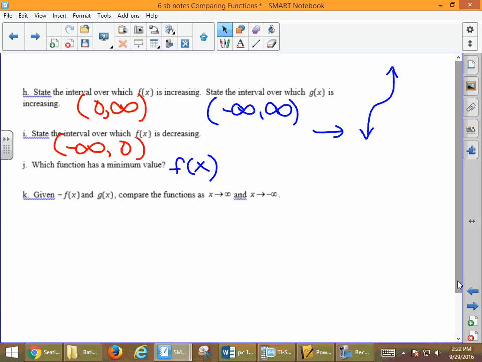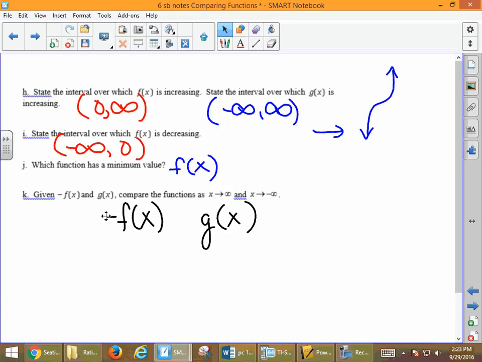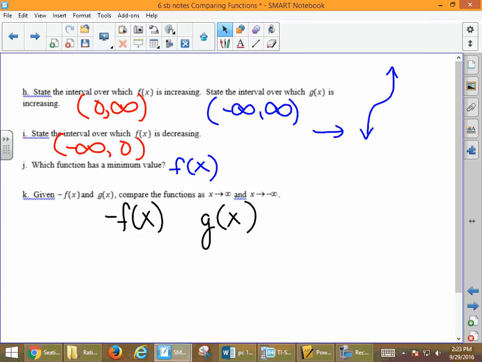The first question is compare the functions as x approaches infinity. So this time we've got our function negative f of x compared to g of x. When we look at our blue values, those are all negatives now, and our red values are all positive. So when we compare these functions as x approaches infinity, our blue graph now, our f of x function, which was negated, is going to be the smaller value.